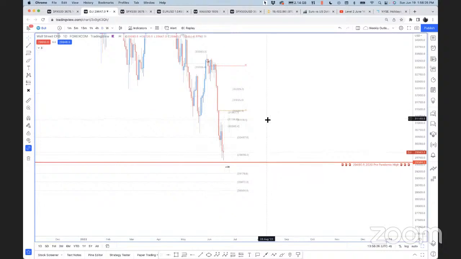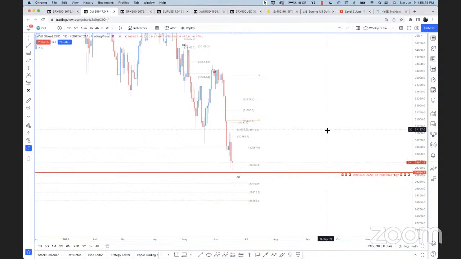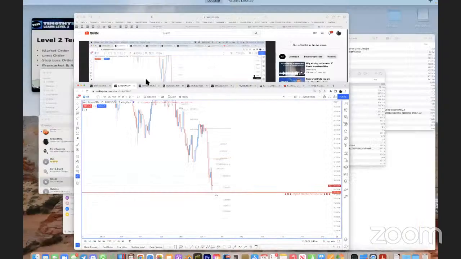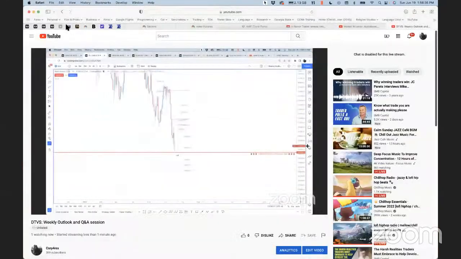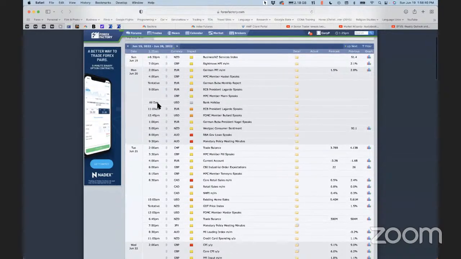If we do that, then we could be taking this out just to drop further. So I don't really see any catalyst that's going to push us back up anytime soon, especially after going through the news. It's nothing really. We got FOMC guy, Bullard. He doesn't really move the market like that.